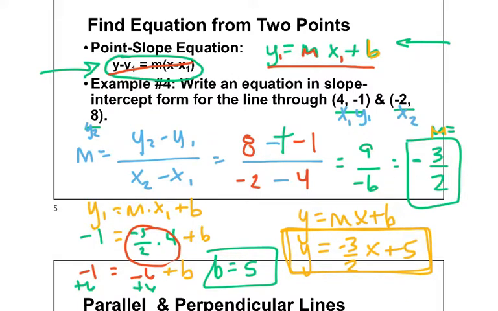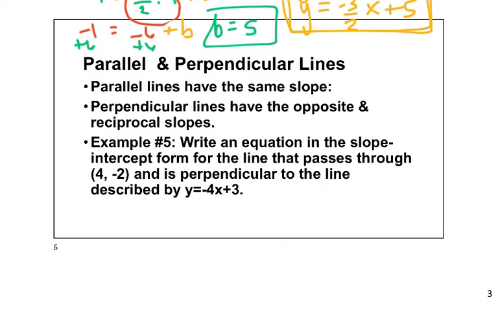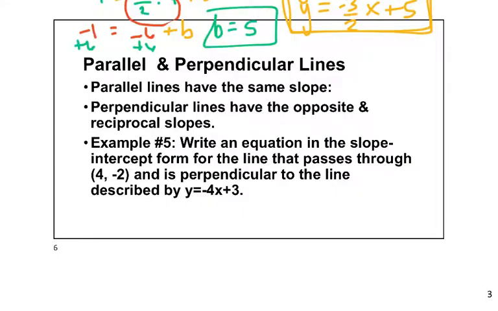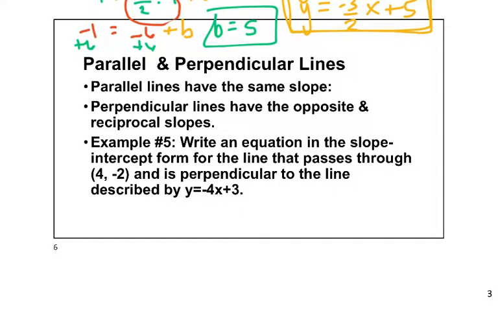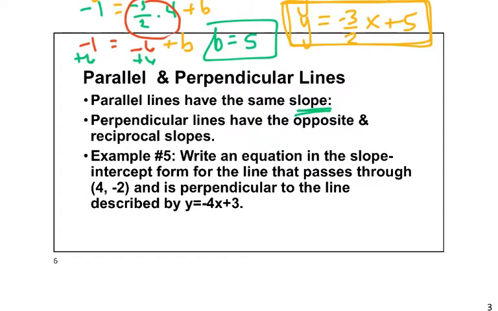All right, the last idea that we're going to go over is parallel and perpendicular lines. So parallel lines have the same slope. Okay, so if you ever see a line, for instance, that is parallel to this equation here, it will have this same -3/2 slope. All right.